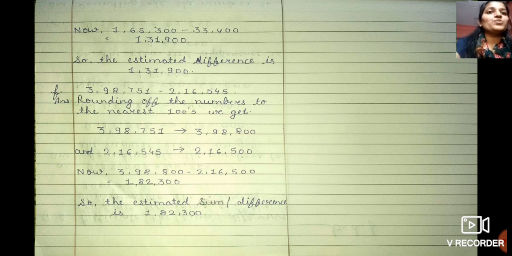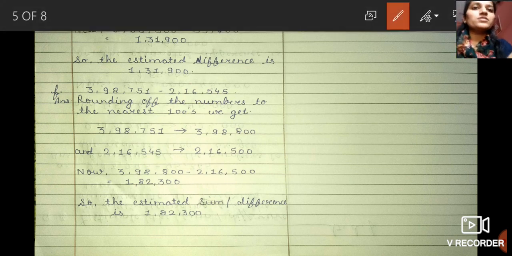3,98,751 minus 2,16,545. So rounding off the numbers to the nearest hundreds. Here students, we have to consider the tens place. We can see the tens place is 5. That means we are going to make a change. Instead of 7, 8 I have written, and all the rest of the places 0.